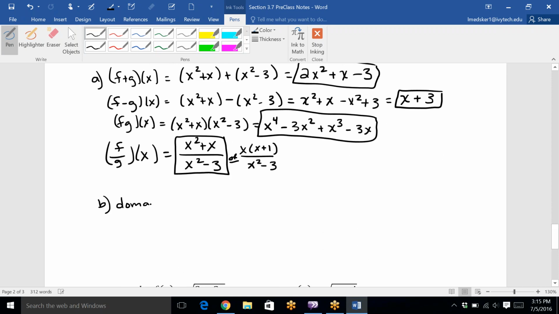So domain of f plus g, f minus g, and f times g. They're all three polynomials, so polynomials are always negative infinity to infinity. The problem is the last one, because x squared minus 3 cannot equal 0. So this is domain of f over g, you have to figure out what would make that problem.